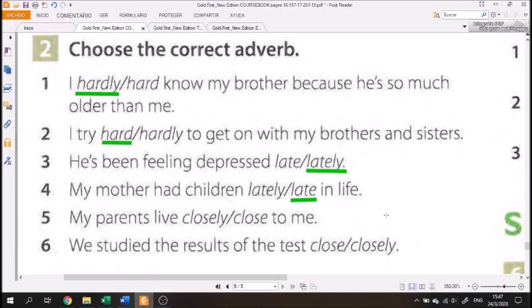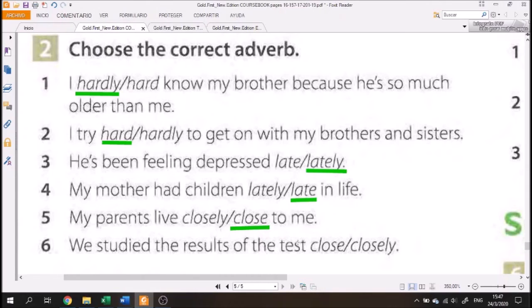Closely or close? Close to me. If we say close, we mean distance. But if we say closely, what do we mean? If we say closely, we mean in deep detail, with a lot of detail.